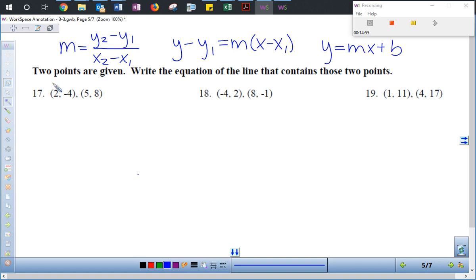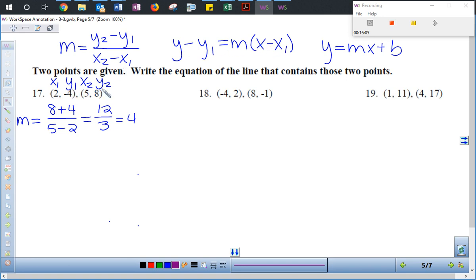So on number 17, the first thing I want you to do is identify your x sub 1, y sub 1, x sub 2, and y sub 2. Now we can substitute it into my formula and find the slope. So m equals y sub 2 minus y sub 1, so 8 plus 4, over x sub 2 minus x sub 1, so 5 minus 2. Well, 8 plus 4 is 12, over 5 minus 2 is 3. Now I can simplify that. 12 divided by 3 is 4. So now I found my slope, and I need a point to put it into this form.